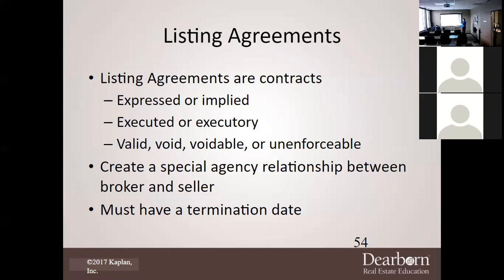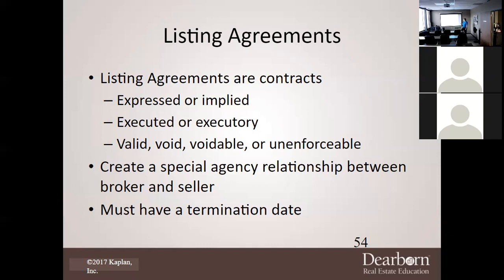The listing agreement is the binding contract that is basically expressed or implied. We've already discussed that in many classes. Again, they also are executed or executory, and they also are a contract. And since they're a contract, that means that they are valid, void, voidable, or enforceable. So the law of contracts applies to these agreements because they are a contract.